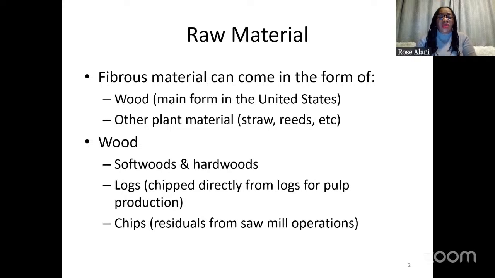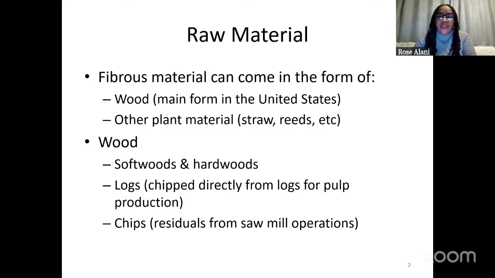The other material is just wood itself. You have the different types of woods that are used for pulping: the softwood and the hardwoods. Then the wood, you have to prepare it. You don't just carry a whole wood and put it in, so you have to prepare it and cut it into logs. Logs are bigger pieces of wood. So they are chipped directly, or you can also have chips.